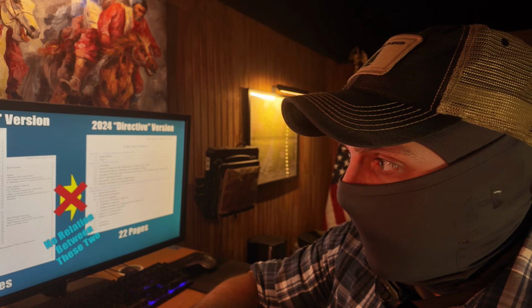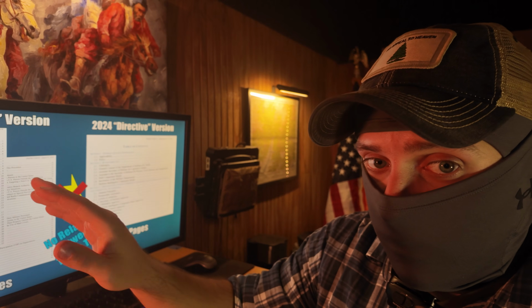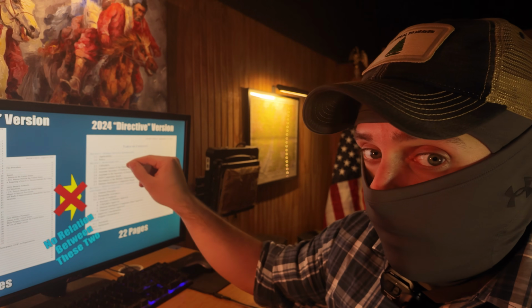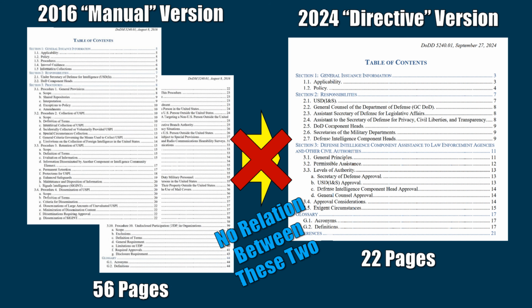I've seen a lot of people, and we'll get to this when we come to the fact-checking portion, try to say that the manual is what has changed. Now, the manual has not changed. 5240.01, the manual, released in 2016, has not changed. It did not become anything. It did not transition anything. This is the most current version of that. What did change is the directive, DoD Directive 5240.01.